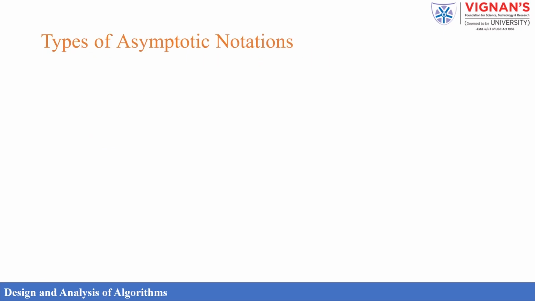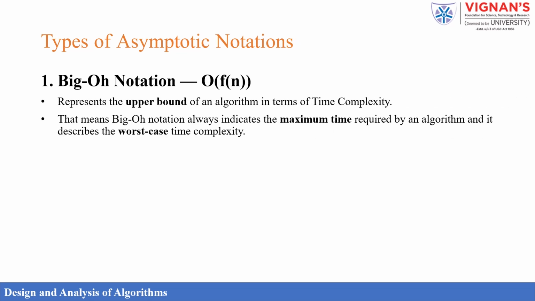Types of asymptotic notations. Big O notation represents the upper bound of an algorithm's running time. It indicates the maximum time required by an algorithm and denotes the worst-case scenario.